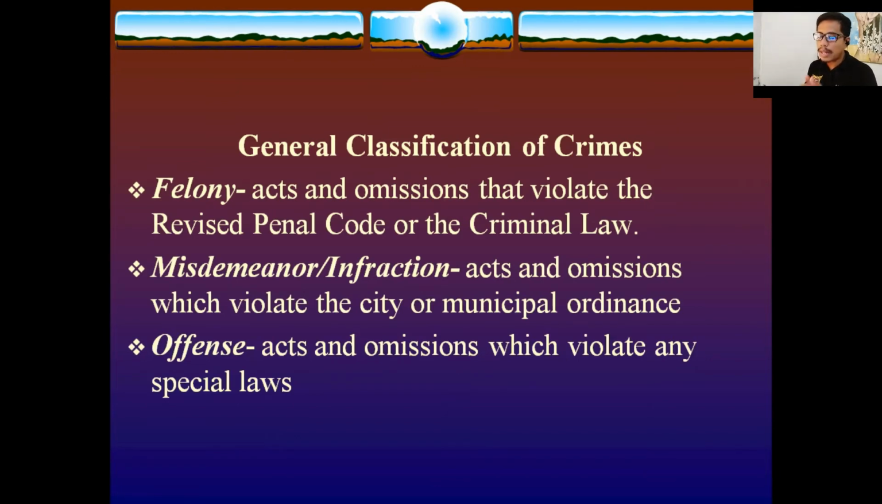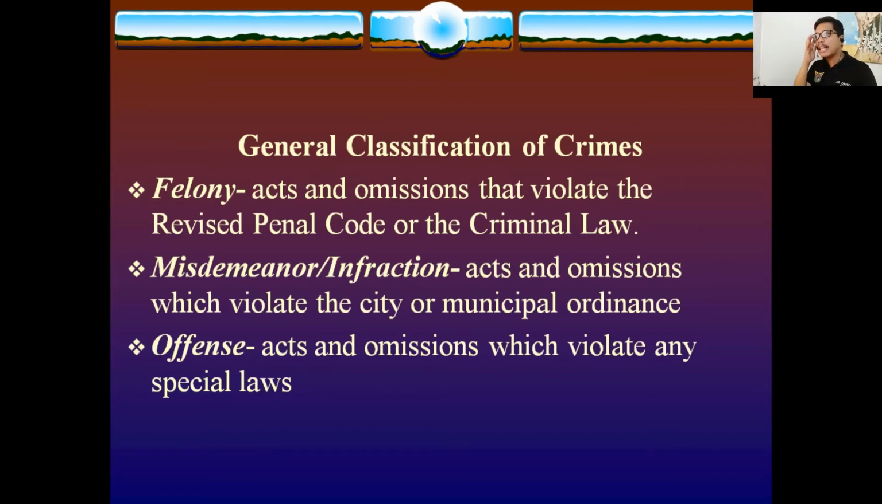Now, the question is, what are special laws? When you say special laws, these are laws that are enacted by the Senate or the Congress. For example, we have Republic Acts and presidential decrees. Special laws are again the laws that are enacted by the Senate and the Congress. For example, Republic Act 9995, the Anti-Voyeurism Law, Republic Act 8551, Republic Act 6975, Presidential Decree 603, and Republic Act 9344. All of these are examples of special laws.